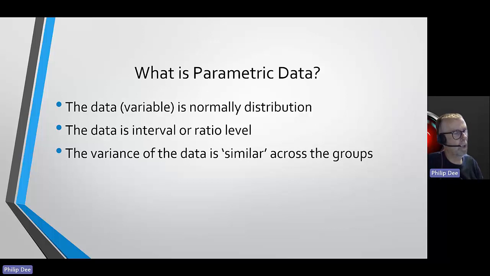Okay, the third and fourth conditions are the variance, which is just the square of the spread, the square of the standard deviation, must be similar across the two groups.